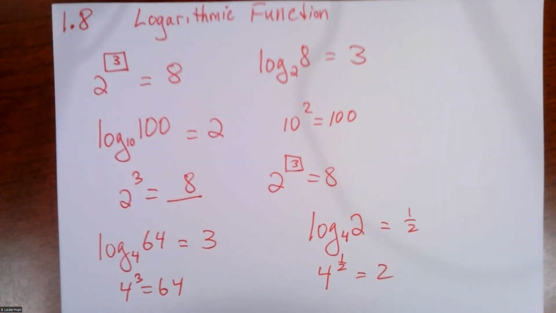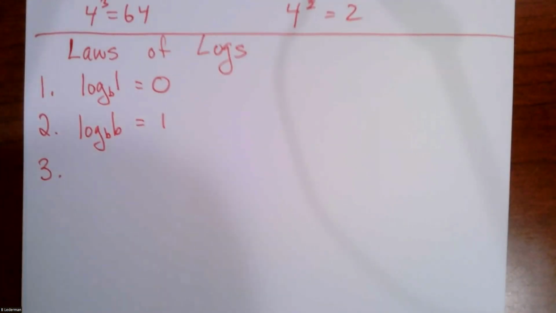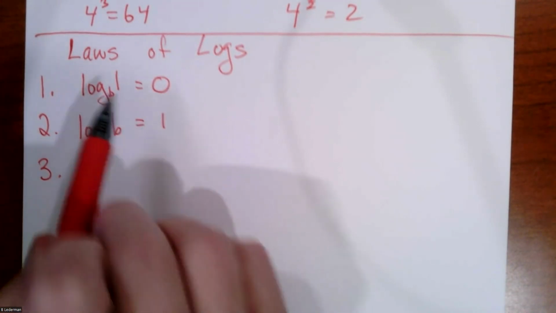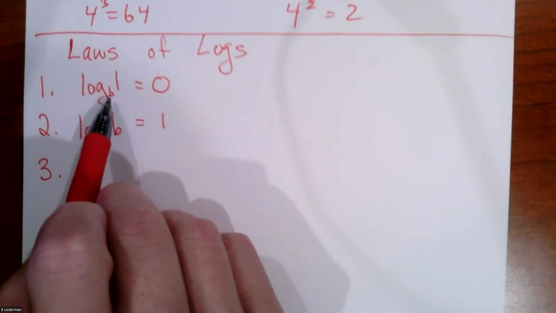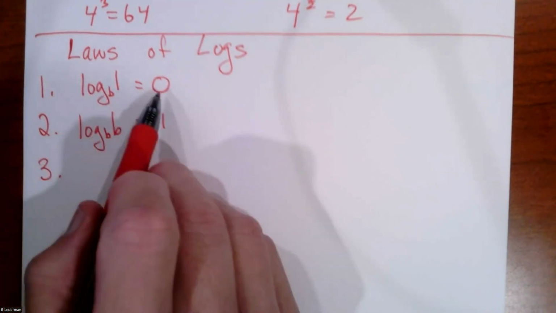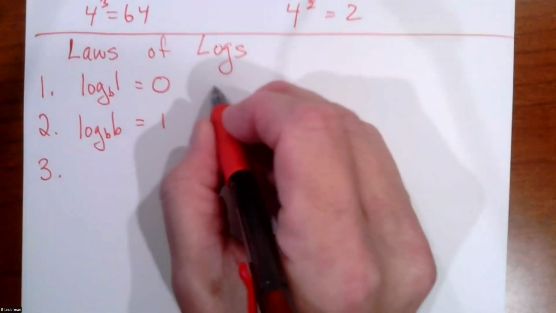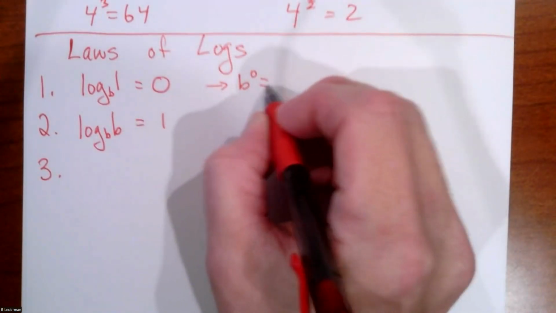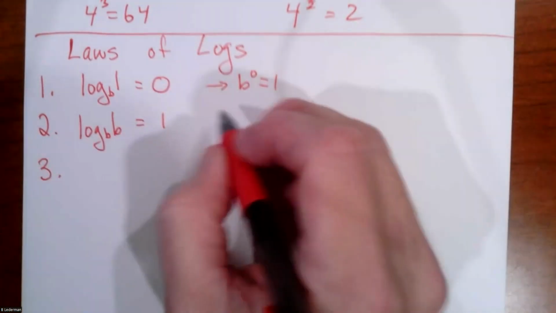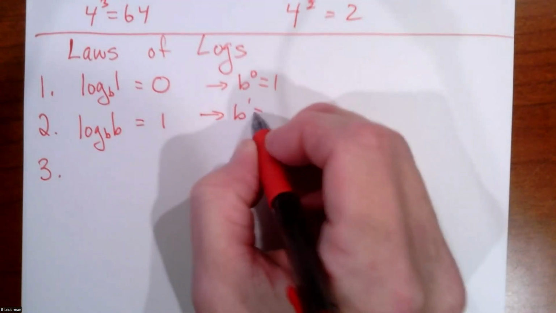Let me lay on some properties of logarithms to you. Okay, here's some log laws. First of all, the log of 1 base b equals 0. The reason I wrote base b is because it could be any base. The log of 1 from any base is 0, because b to the 0 power equals 1 no matter what the base is. The log of b base b is just 1, and that's because b to the first power equals b.